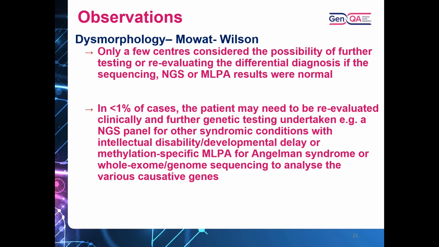For instance, an NGS panel for other syndromic conditions with intellectual disability or developmental delay, or methylation-specific MLPA for Angelman syndrome, or whole exome or genome sequencing to analyse the various causative genes. And only a couple of centres did do this, and so we picked this up on their individual centre reports and also in the summary document so that we could educate everybody into considering other options.